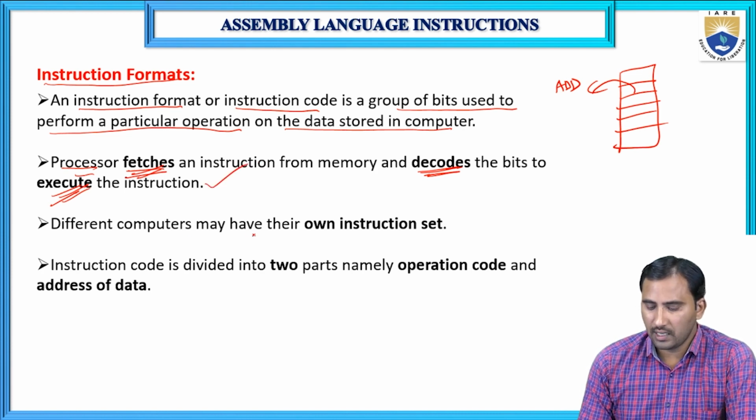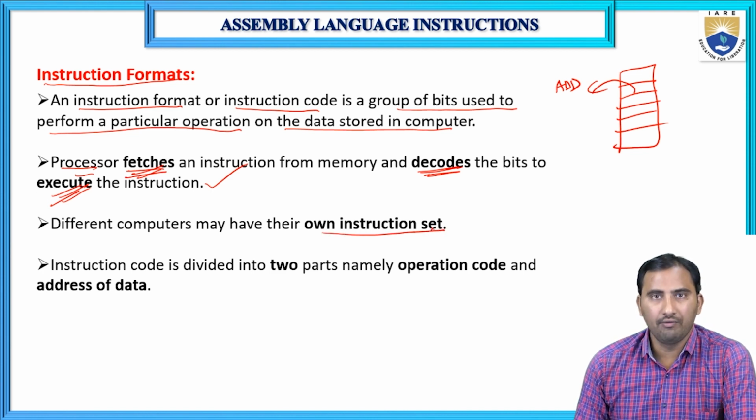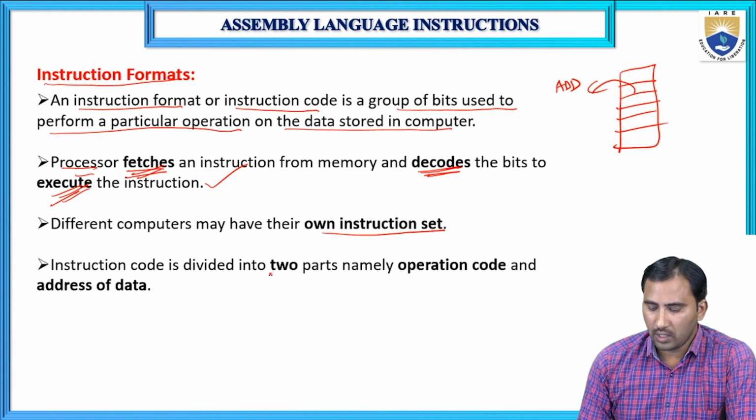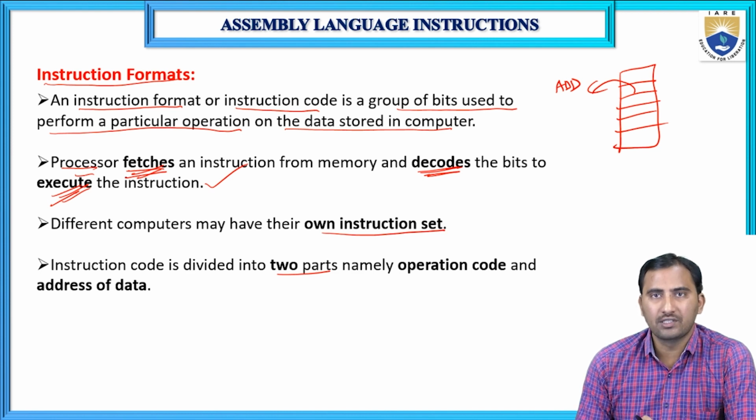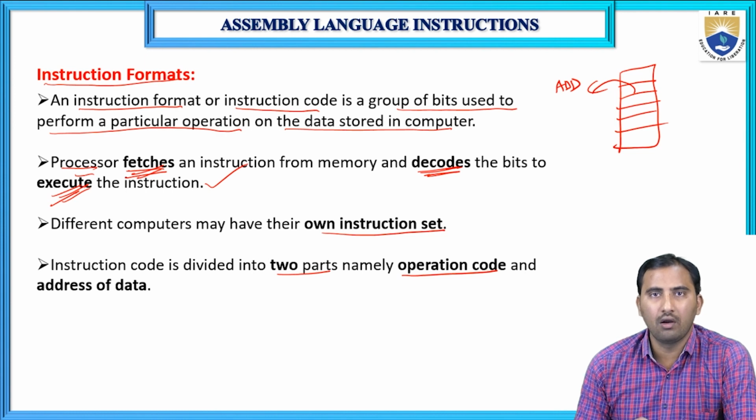So different computers may have their own instruction set. So different microprocessors have different instruction sets. And instruction code is divided into two parts. If you consider an instruction, it consists of mainly two fields. The first field is the operational code, shortly we can call opcode. This opcode determines what type of operation it has to perform.